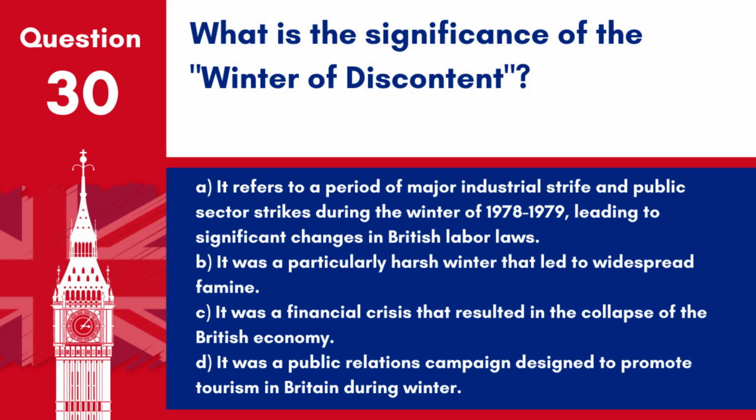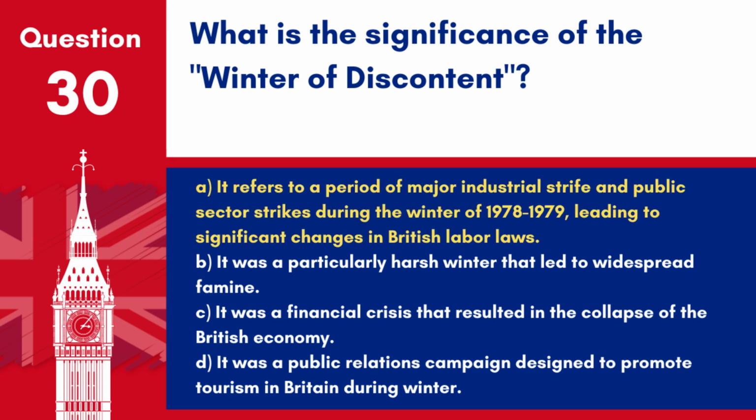Question 30. What is the significance of the Winter of Discontent? A. It refers to a period of major industrial strife and public sector strikes during the winter of 1978 to 1979, leading to significant changes in British labour laws. B. It was a particularly harsh winter that led to widespread famine. C. It was a financial crisis that resulted in the collapse of the British economy. D. It was a public relations campaign designed to promote tourism in Britain during winter.